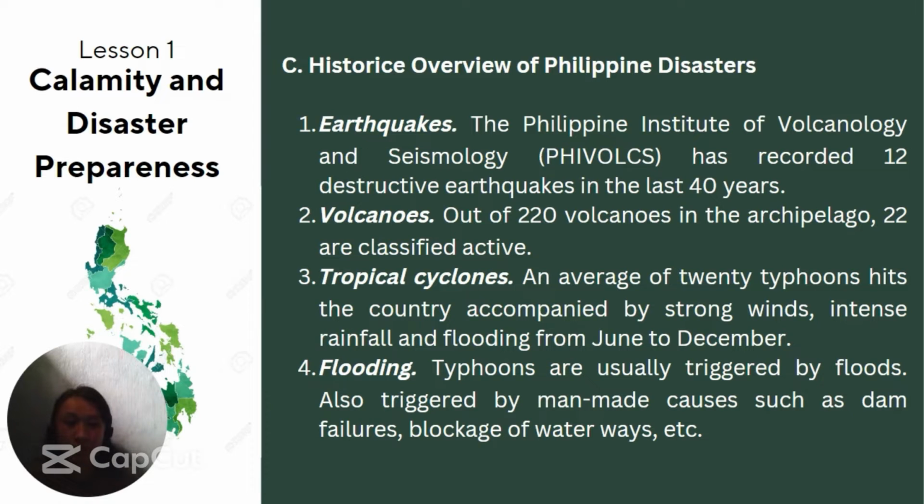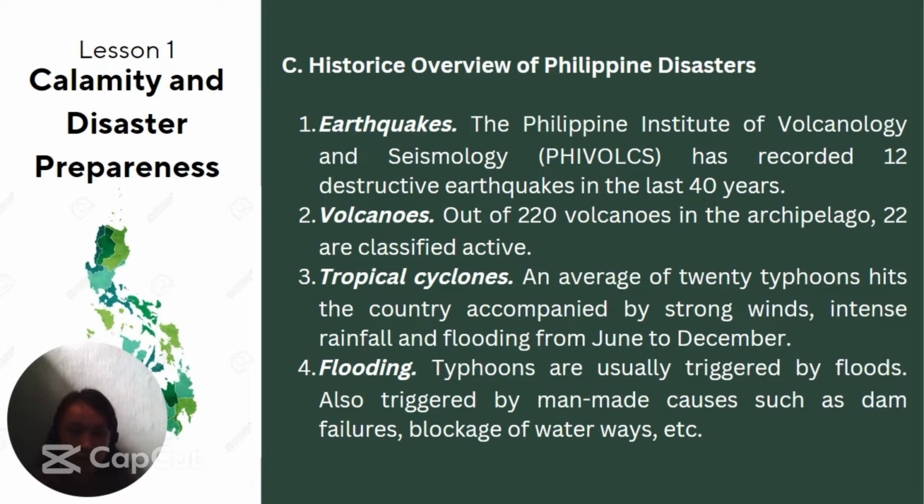So number 2, out of 220 volcanoes in the country archipelago, 22 ani out of 220 ka volcanoes kay classified as active. So meaning expected sila nga mo erupt anytime. So ang other na din na volcanoes nga nabilin kay inactive or dormant. So number 3 kay tropical cyclones.